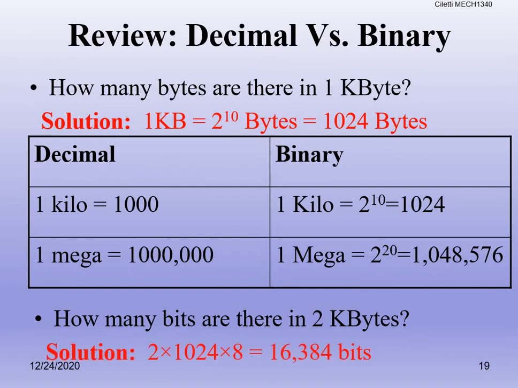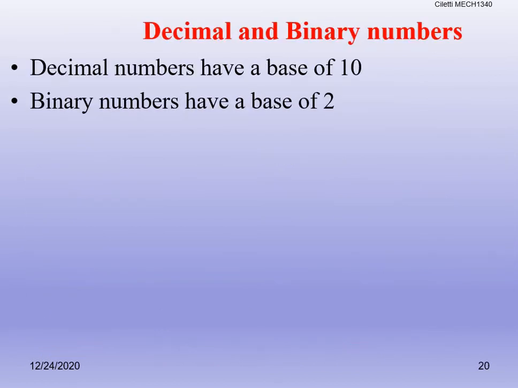And lastly, how many bits are there in 2 kilobytes? We know a kilobyte is 1024, so we take 2 times 1024, and then we want it in bits, so we multiply that by 8. There are 16,384 bits when we do that calculation. Just remember, we've covered this in digital electronics.